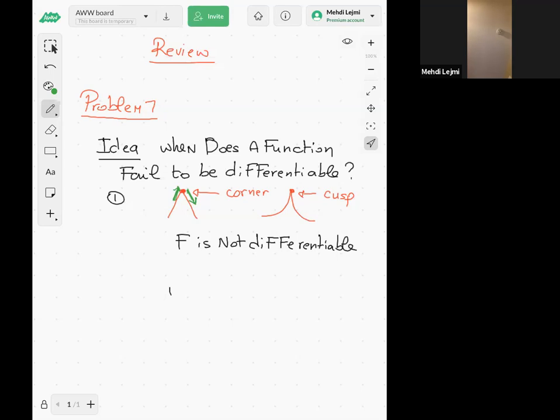So if you want to find a function which is continuous at x equal to 1 but not differentiable, you can just graph a function with a corner or a cusp. Let's say this is one, this is two, and so on. Then all you have to do is graph a function, let's take this point here, and have a corner at that point.